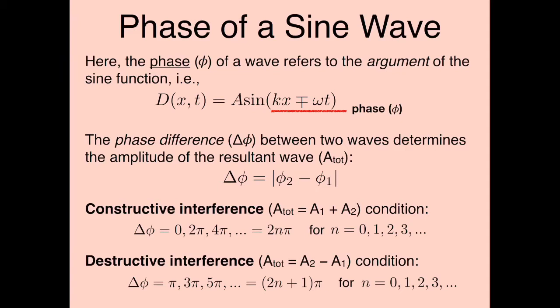Destructive interference is where we get the smallest total amplitude when two waves combine with each other. In that case, delta phi is pi, 3 pi, 5 pi. So we're talking about odd multiples of pi as opposed to even multiples, which we did up here. In general, we can write this as (2n plus 1) times pi, where n can be 0, 1, 2, 3, and so on. Okay, so these are the constructive and destructive interference conditions for the addition of two waves.